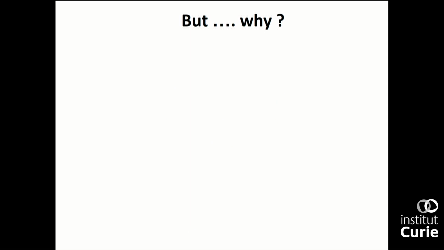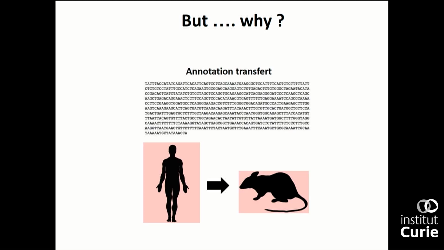But why? Maybe you're asking why. Do you want to predict the gene start site on chromosome 21 when you already know the start site on chromosome 21 from the experiment? Because you cannot measure only on chromosome 1. When you do the experiment, you measure the gene start site on all chromosomes. So why? One reason why is annotation transfer.